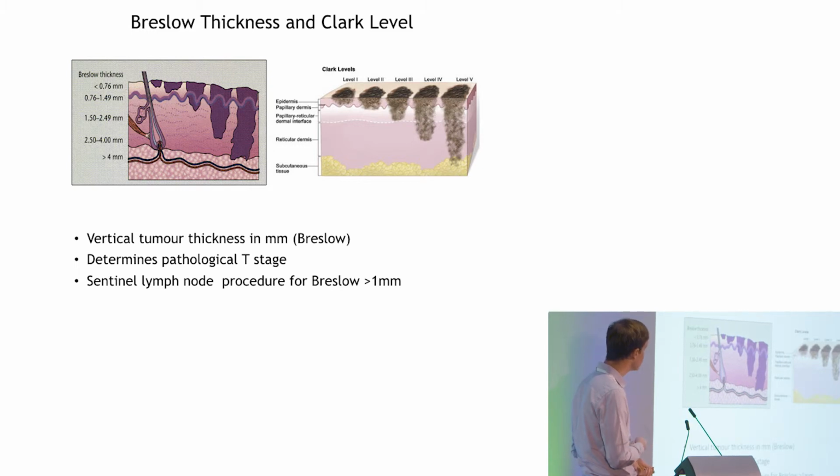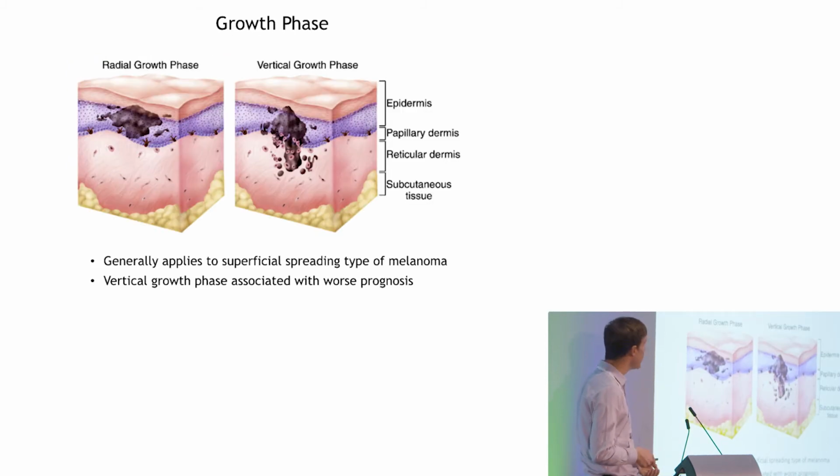The Breslow thickness is also very important because tumours that have a Breslow thickness of greater than 1 millimetre will be recommended to have a sentinel lymph node procedure. The next core dataset item refers to the growth phase of the melanoma, and this really is restricted to the superficial spreading subtype of melanoma because all of the nodular melanomas are thought to be already in vertical growth phase.